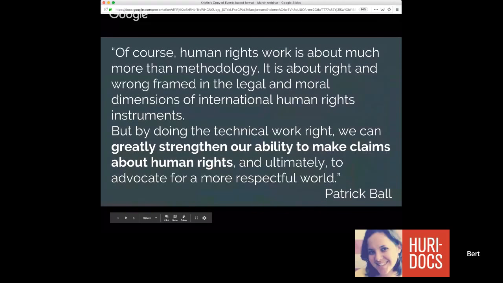And the second edition of the paper formats was produced in 2001. Just a quote to illustrate why we focus on the method for human rights documentation. A quote from Patrick Ball from the AAAS Science Human Rights Program at the time, now working with the Human Rights Data Analysis Group. Of course, human rights work is about much more than methodology. It's about right and wrong framed in the legal and moral dimensions of international human rights instruments. But by doing the technical work right, we can greatly strengthen our ability to make claims about human rights, and ultimately to advocate for a more respectful world.